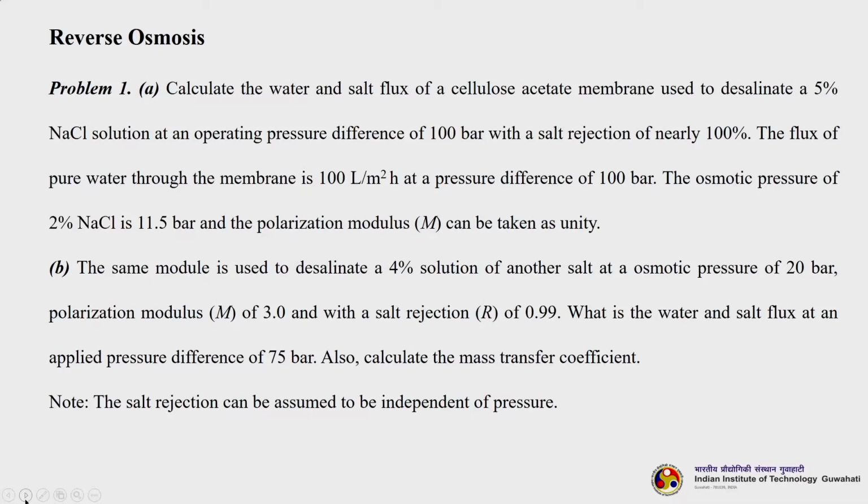Now, in the second part of the same problem it is asked that the same module is used to desalinate a 4% solution of another salt at an osmotic pressure of 20 bar, and polarization modulus M is given as 3, with a salt rejection of 0.99. What is the water and salt flux at an applied pressure difference of 75 bar? Also calculate the mass transfer coefficient. Note that the salt rejection can be assumed to be independent of pressure. Now, let us try to solve this problem.